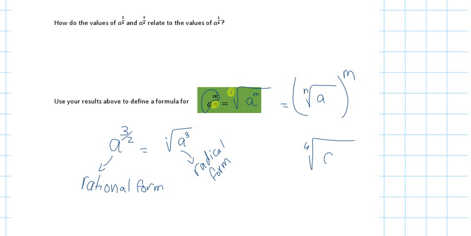Okay. What form is this in? Radical. Can you write it in rational form, please? a to the power of 5 over 4. Make sure that the 5 over 4 looks like it's a power, okay?